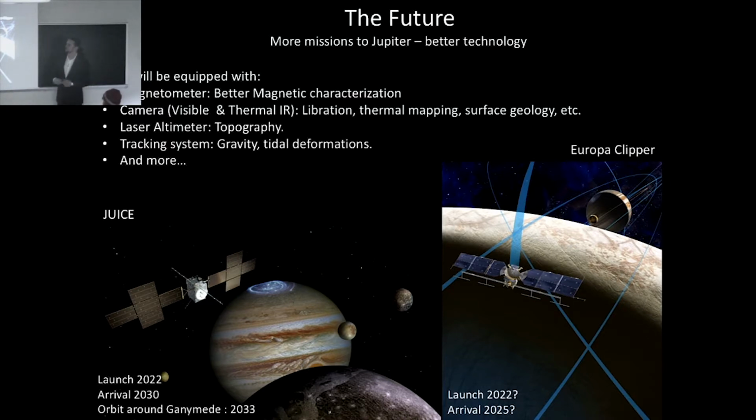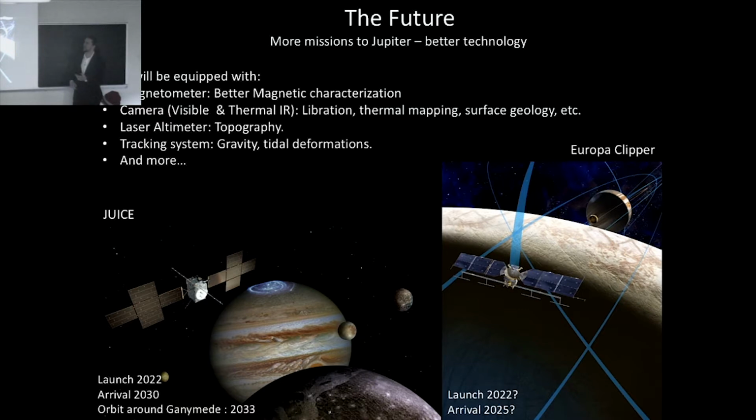Okay, so what's good about these missions, they have better equipment. Everything is more modern. So we'll have better magnetometers, which will allow us to have better information about the size of the oceans inside those moons. We have better cameras, which will allow us to have measurements of the libration of those moons, especially Ganymede and Europa.